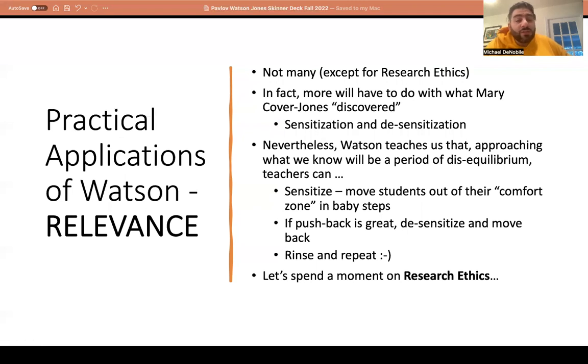So, some practical applications of Watson. What's his relevance to education? There's not many except for research ethics, because of what he did to little Albert. In fact, more will have to do with what Mary Cover Jones discovered, sensitization and desensitization. Watson, nevertheless, teaches us that approaching what we know will be a period of disequilibrium. Teachers can sensitize, they can move students out of their comfort zone in baby steps. And if there's great pushback from the students, we can desensitize and move them back to their comfort zone.